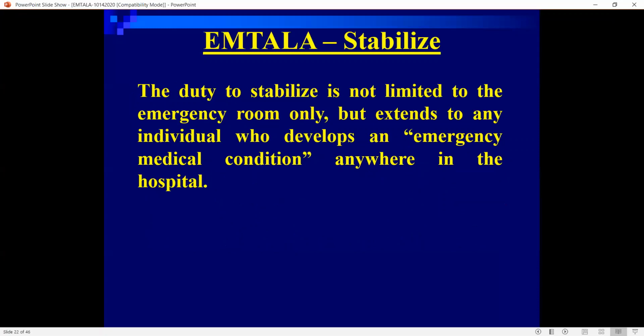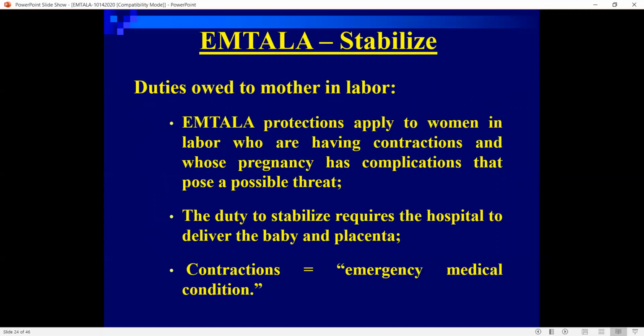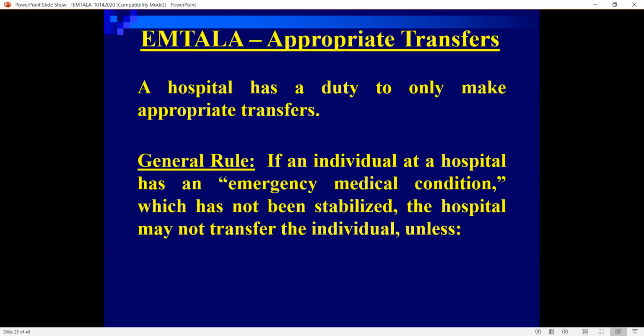It's not limited just to the emergency room. So EMTALA and the stabilization requirement can apply if it develops in other areas of the hospital. This is a much rarer type of issue, but it is out there. I'm going to, can you skip up 3 slides, please? So the general rule on transfers: if an individual at a hospital has an emergency medical condition which has not been stabilized, the hospital may not transfer that individual unless, next slide, please.